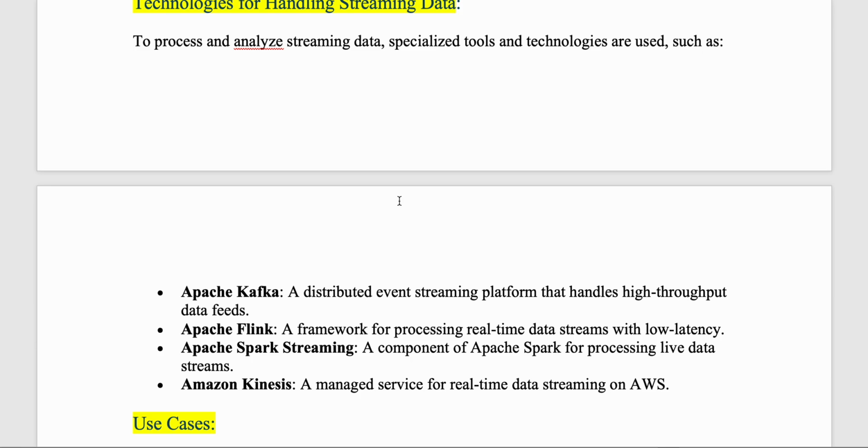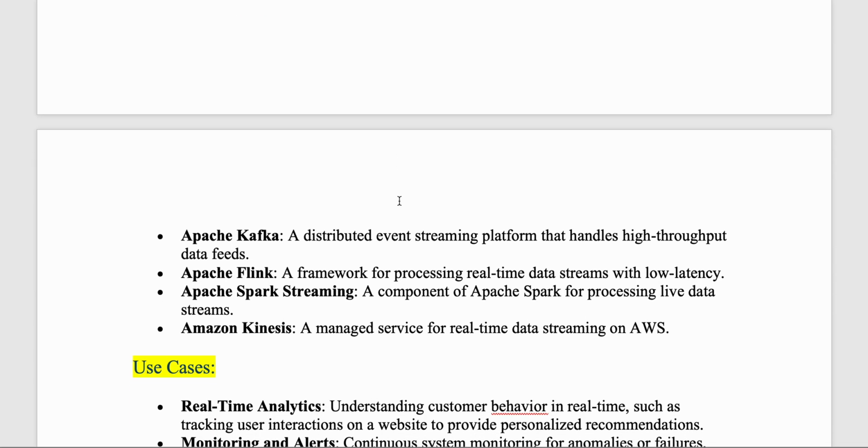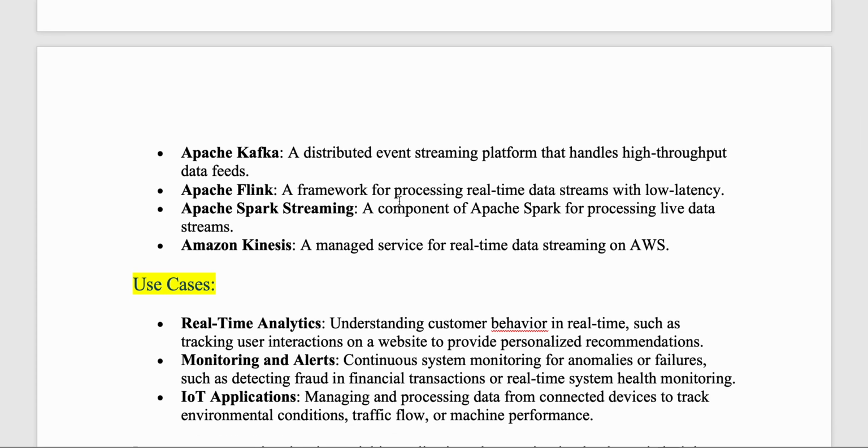Then Apache Flink. This is also a framework for processing real-time data with low latency. Then Apache Spark Streaming, a component of Apache Spark for processing live data streams. So we have batch data, and we have processing of live data, like real-time data also. Amazon Kinesis: in AWS we have services like Kinesis, which manages real-time data processing. In other clouds also, like GCP we have Pub/Sub, and in Azure we also have services for handling real-time data.